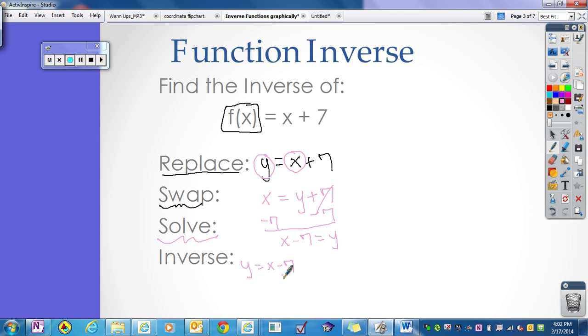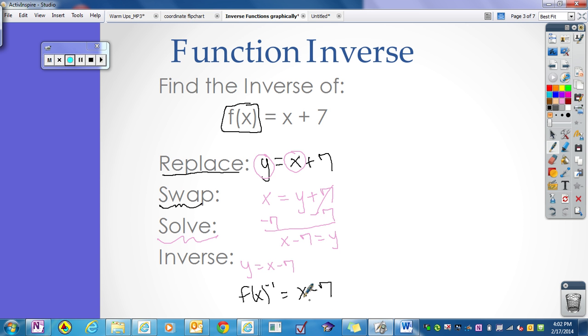Now that I have y by myself again, my inverse function is y = x - 7. But we want to go back to our f(x) notation. To be the inverse means to be to the negative 1, like if you remember inverse sine and inverse cosine. So the inverse function is f^-1(x) = x - 7.